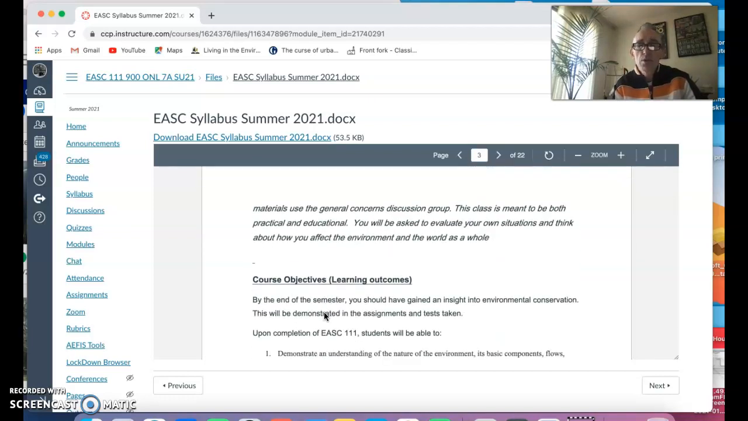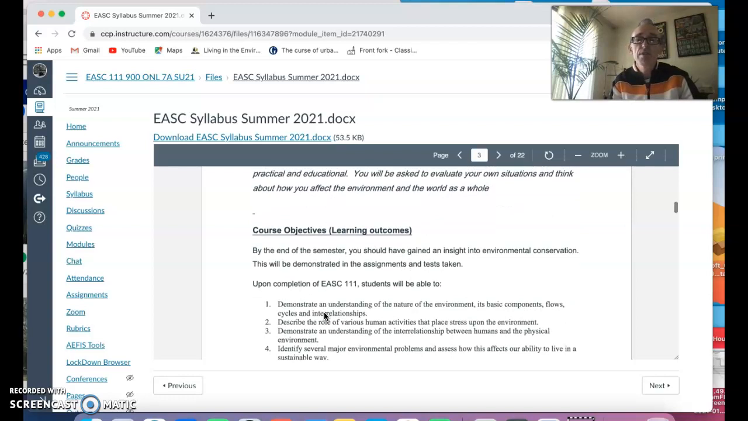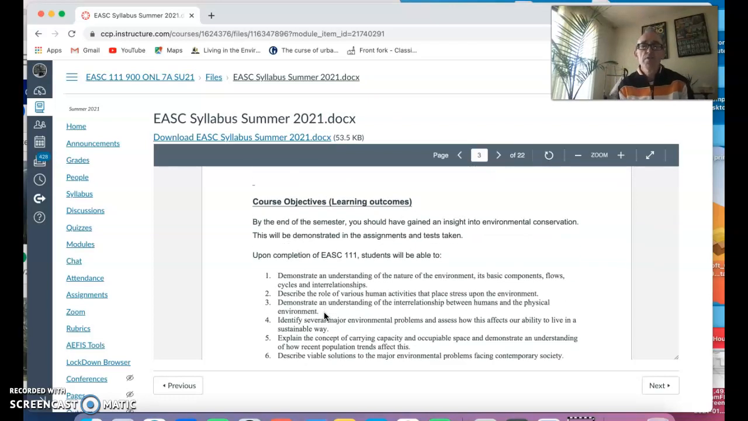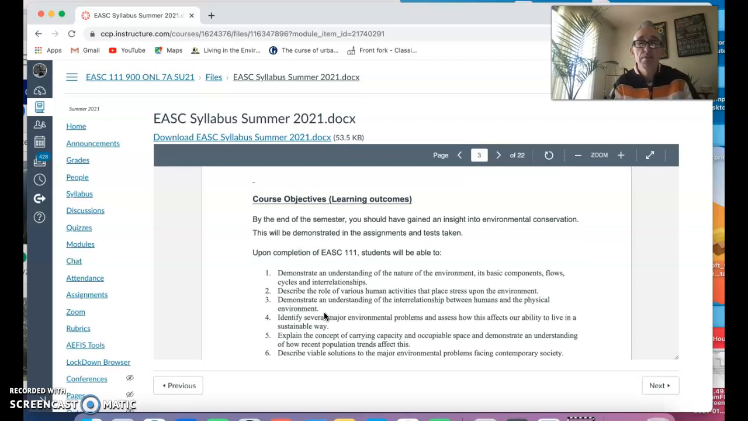The objectives of the course: what do you hope to gain by the end of this course? If you just go through, it'll give you an overview of this, such as demonstrating an understanding of the nature of the environment, some of the various components, flows and cycles, the relationships, how we affect it, things like this. So you can read through this at your leisure.